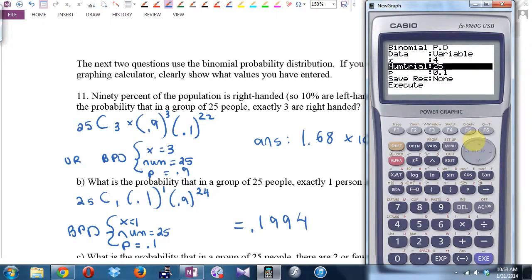And I did look it up. It is 10% of the population. That number is accurate. Only a 14% chance. So we got more lefties than we should, because there's a 19% chance that there's exactly one lefty.